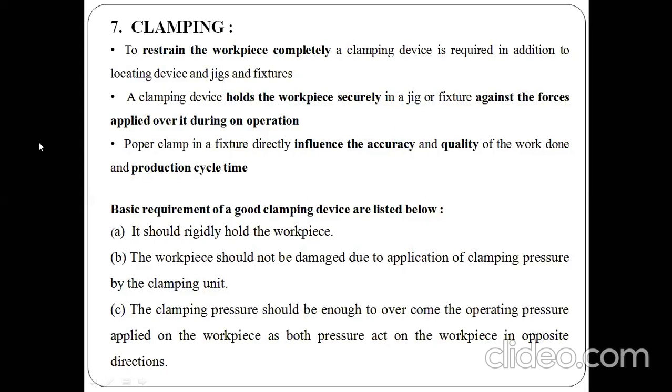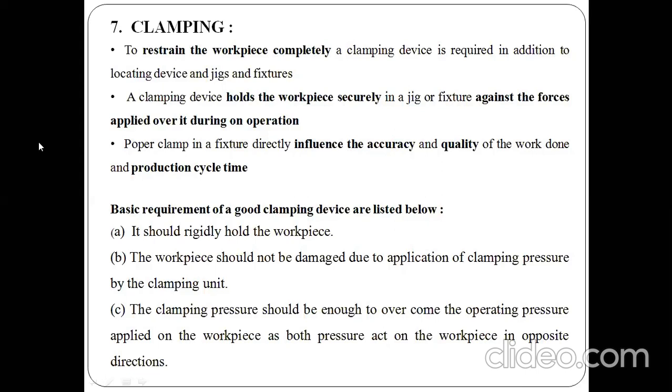A clamping device holds the workpiece securely in the jig or fixture against the forces which are applied during operations. When we carry out the machining operation, you can identify various forces, cutting forces, acting over the surface, and your workpiece should be rigid and able to sustain those forces. So the workpiece is securely held at the particular location with the help of these clamping devices. Proper clamping in a fixture directly influences the required accuracy of a component and the quality of the work produced.